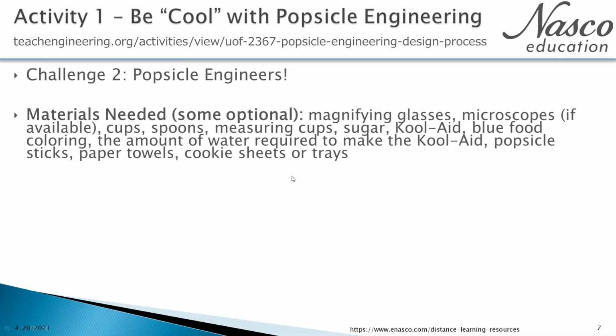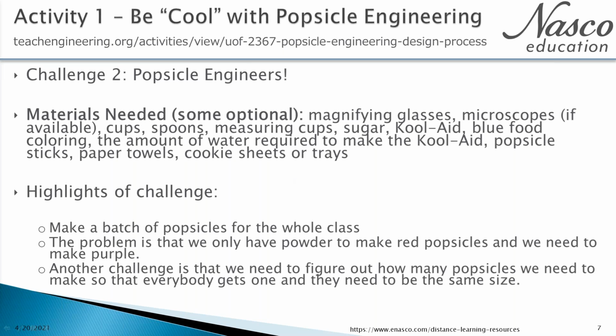We really want to highlight the main points of this challenge. This is a really great example showing and progressing through the challenge. We want to make sure the batch of popsicles is for the whole class, that they are red, and that we need to make them purple, and then they also have to be the same size for everyone in the classroom. So there are a lot of different things that we have to address in this challenge. It's a great example of progressing through a challenge that is not only meaningful, but exciting and different from a traditional math problem.